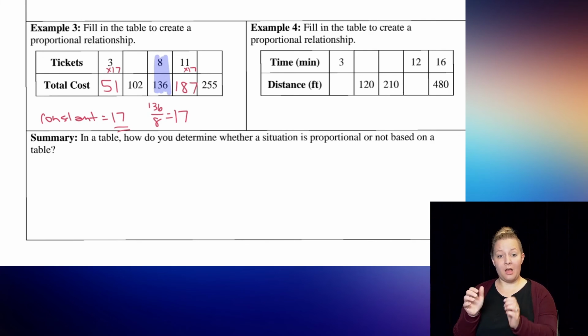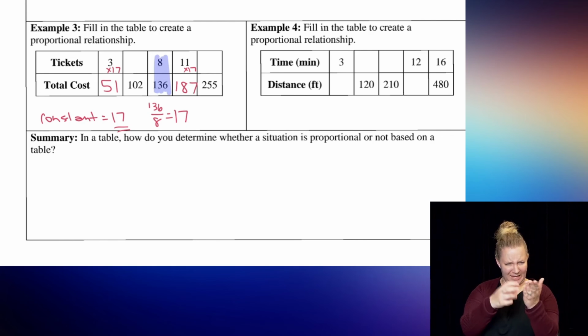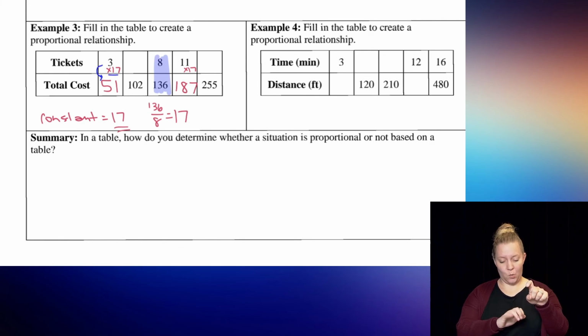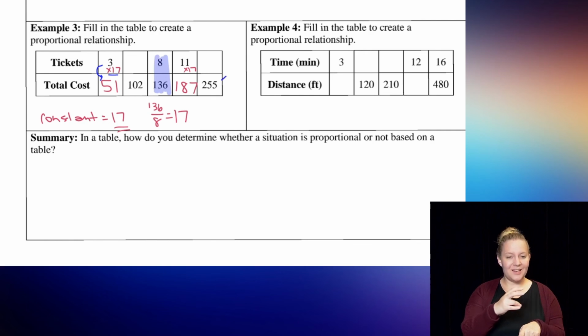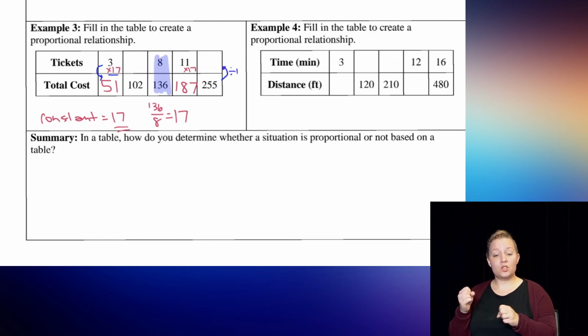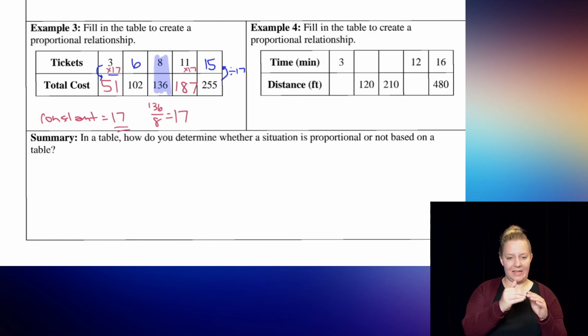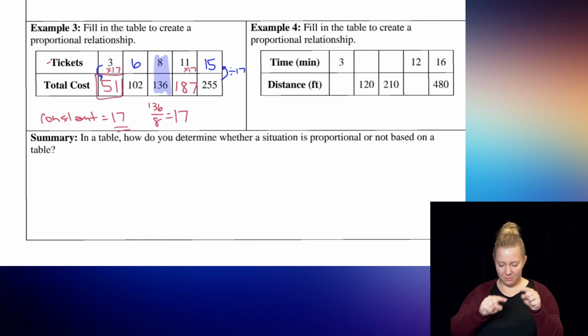Okay, but then what happens when I don't know the ticket, but instead I know the total cost? So because I went from x to y and I multiplied by 17, the opposite of multiplying by 17 is going to be dividing. So as I go from y to x, we are actually going to divide by 17. So when I take 255 divided by 17, I get that this should be the number 15. And then 102 divided by 17 gives us the number 6. So on your quiz, on your test, I am looking for these blanks and hoping that, okay, to get from x to y, I'm multiplying. But then to get from y to x, I'm dividing here.